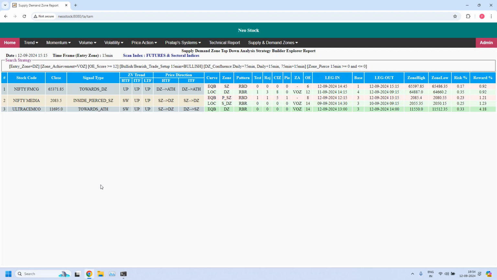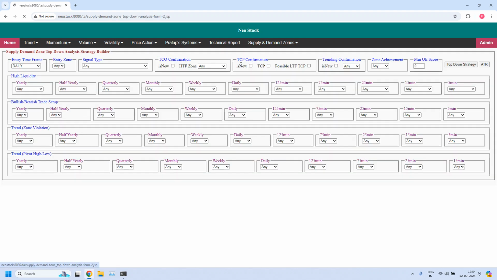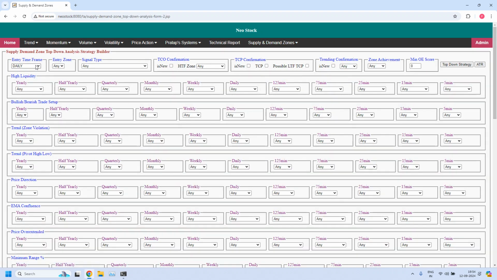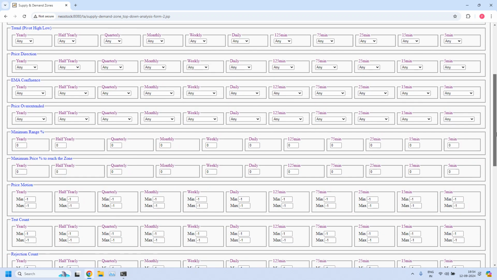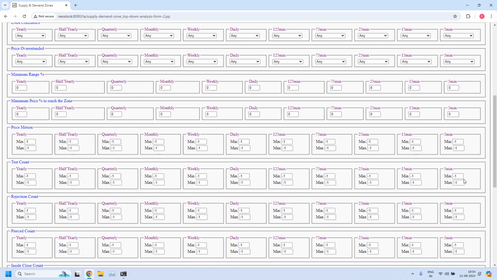Okay, next let us look for bearish trade setup for daily income trade. So entry time frame is 15 minutes. Entry zone is supply zone. In bullish or bearish trade setup at 15 minutes time frame, I am selecting the value bearish. And the 15 minute supply zone should not be pierced. So in the pierced count, 15 minutes time frame, minimum value is 0, maximum value is 0.